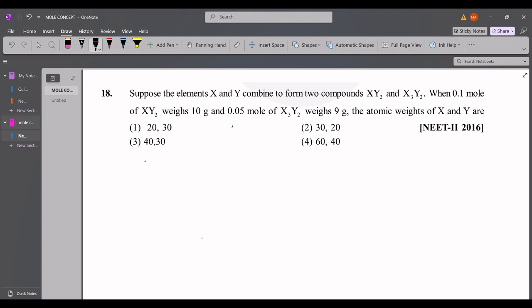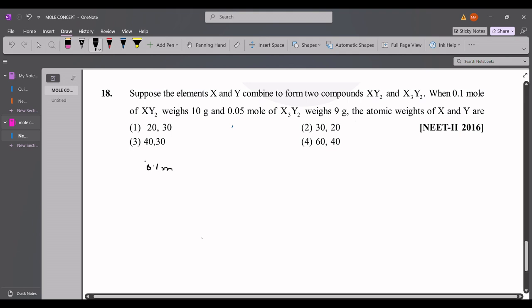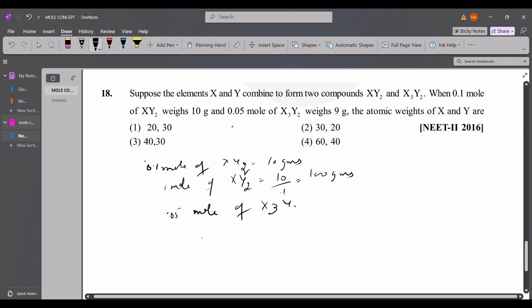When 0.1 mole of XY2 is equal to 10 grams, then 1 mole of XY2 should be 10 divided by 0.1, which is equal to 100 grams. Similarly, when 0.05 mole of X3Y2 weighs 9 grams, then 1 mole of X3Y2 should be 9 divided by 0.05, which is equal to 180 grams.